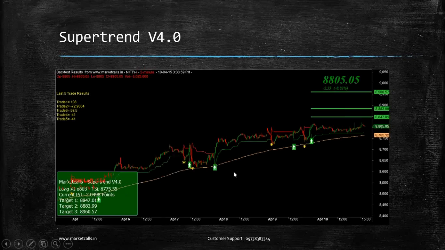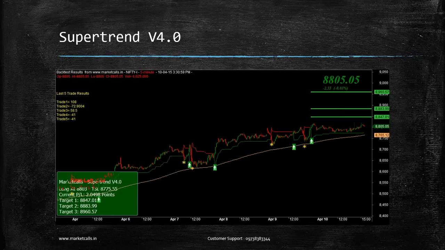So this is one trade. Here on April 9th, there was an exit signal, and once again the market reverts back to the trailing stop loss. These kinds of trades can be avoided in the case of Supertrend version 4.0, and consistently it has delivered better results compared to version 3.0.